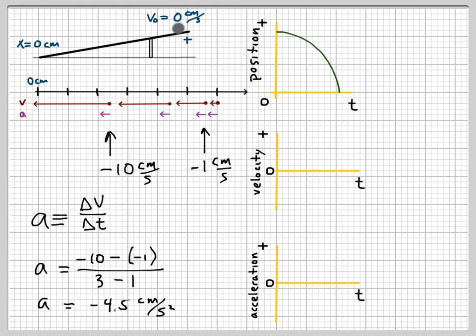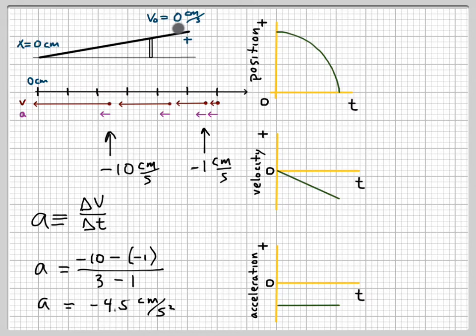It's flat at the beginning, indicating 0 velocity, and it's getting steeper and steeper in the negative direction, showing that the speed is increasing as the object moves in the negative direction. So the velocity should start at 0 and should get bigger in the negative direction, or look like that. Again, the slope of a velocity curve is acceleration, and the slope is constant and negative, so the acceleration would be constant and negative.